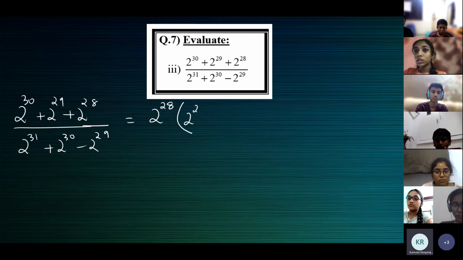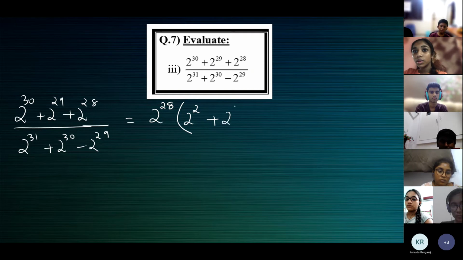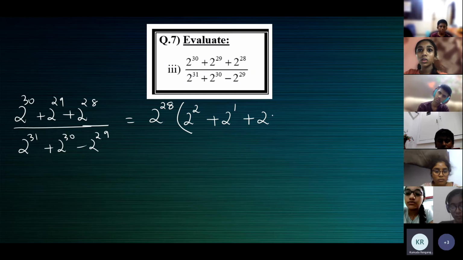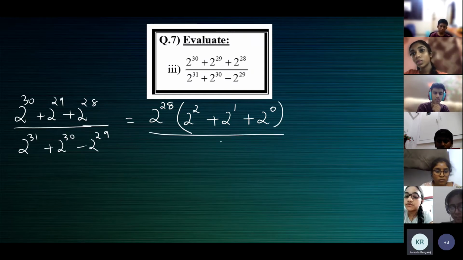2 to the power 2. Very good. 2 to the power 2. 2 to the power 28 into what will give you 2 to the power 29? 2 to the power 1. Plus 2 to the power 28 into what will give you 2 to the power 28? 2 to the power 0, 1. Yeah, very good. 1 is also correct.